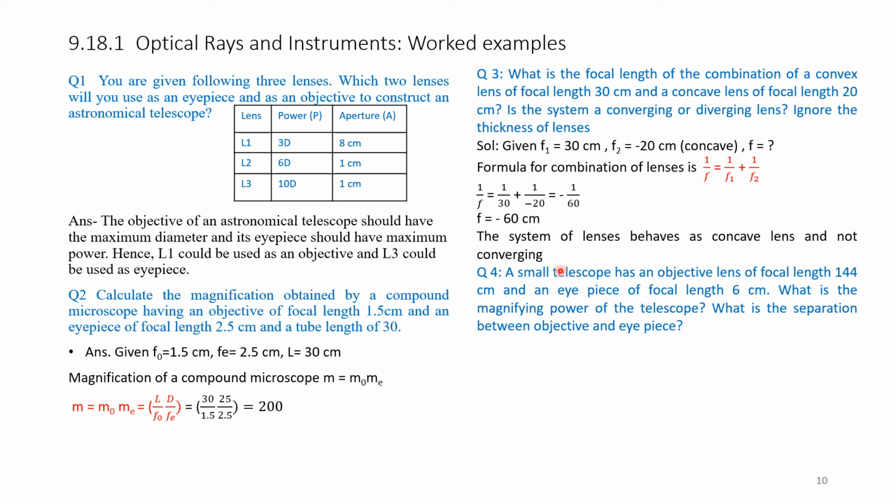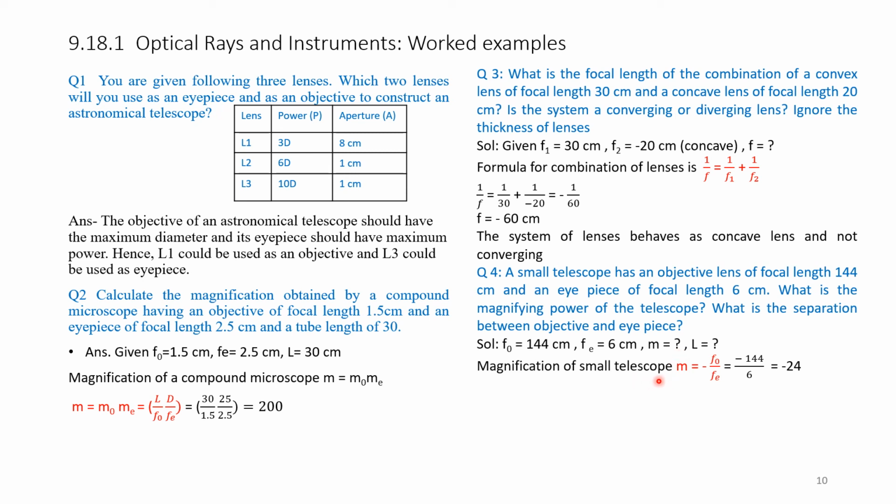Question number 4. A small telescope has an objective lens of focal length 144 centimeter and an eyepiece of focal length 6 centimeters. What is the magnifying power of the telescope? And what is the separation between the objective and eyepiece? F naught is equal to 144 centimeters, Fe is equal to 6 centimeters. Therefore, m we have to find out, and L also we have to find out.